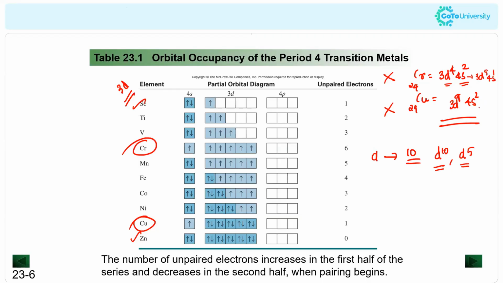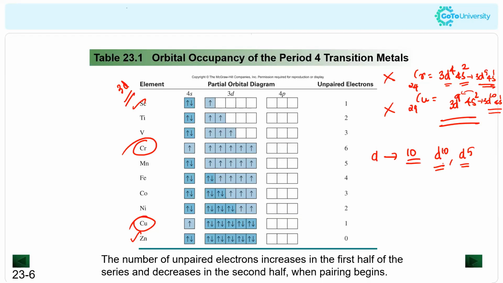In the case of copper, if we transfer one electron from 4s to 3d, it becomes 3d10 4s1. So what is the benefit of writing this electronic configuration? For chromium, 3d4 4s2 versus 3d5 4s1: 3d5 4s1 is more stable because of the half-filled d subshell. Similarly, in the case of copper, we can write 3d9 4s2, but 3d10 4s1 is more stable because of the d10 configuration. So that is the electronic configuration of chromium and copper.